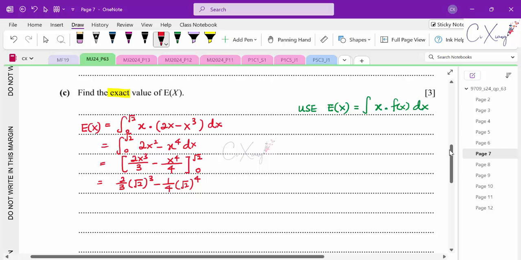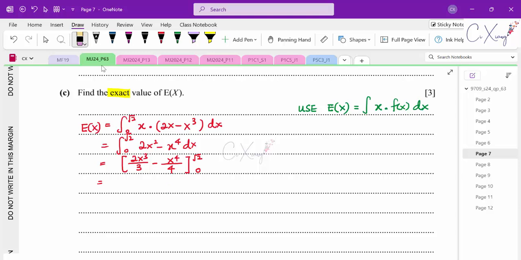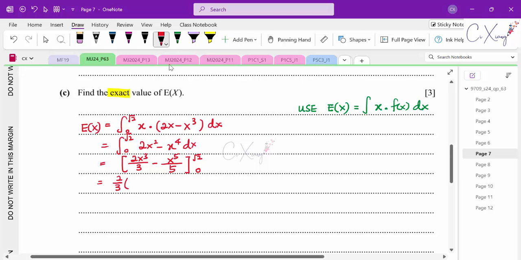Did I do any careless mistake? Yeah, I think I did a careless mistake here, after the integration, sorry for that. This is x power 4. After integration, I should get x power 5, not x power 4. So let's continue from here. Again, substitute root 2 into the x power 3, you have root 2 power 3. Copy the constant 1 over 5, I'm having root 2 power 5. Then substitute 0 here, the whole thing is 0.